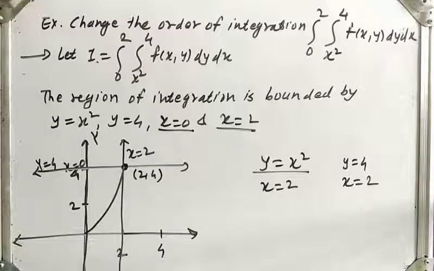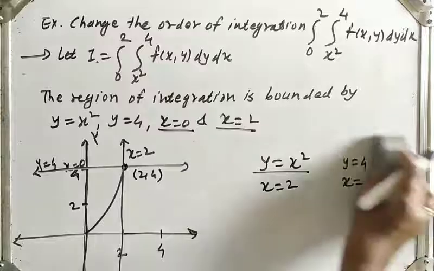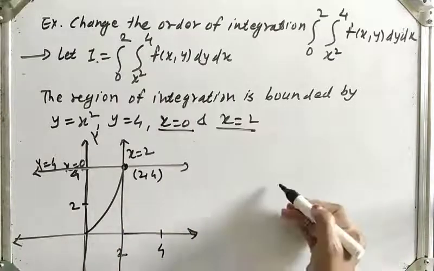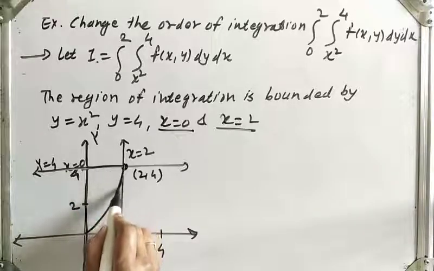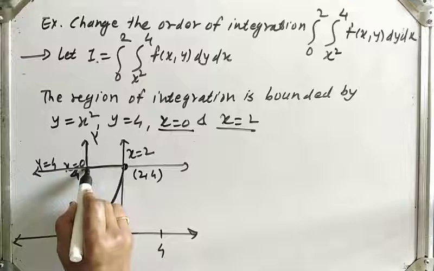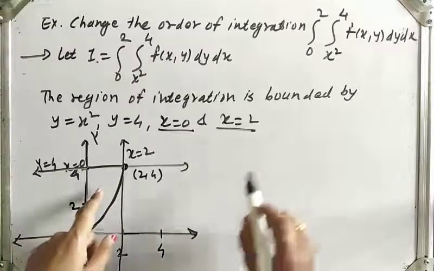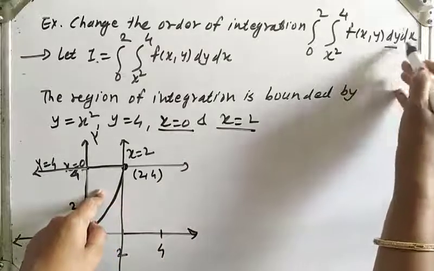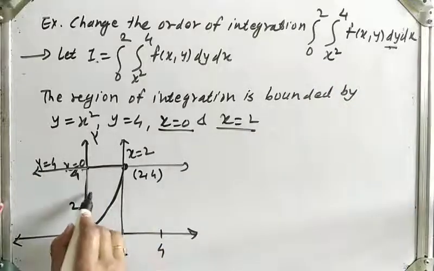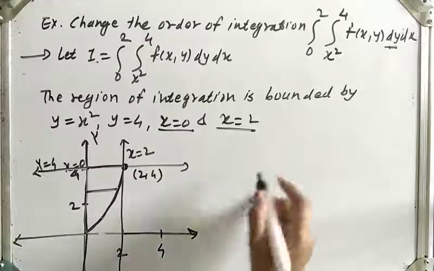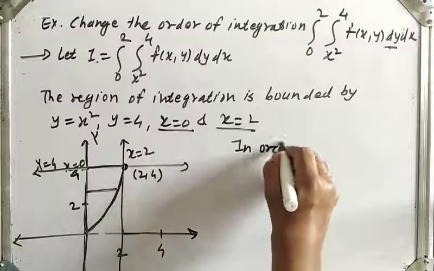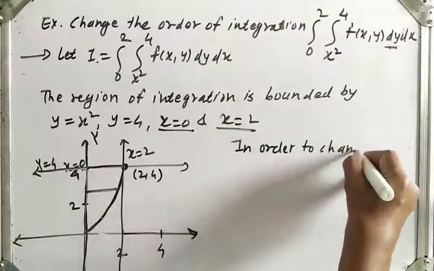Okay, now what is the region D? Here already we have taken x equal to 2, so this point is there. Region D is bounded by this, this is our region D. Now we have to change the order of integration. Here is dy first, we have to take dx first, means we need to take the strip parallel to x axis.